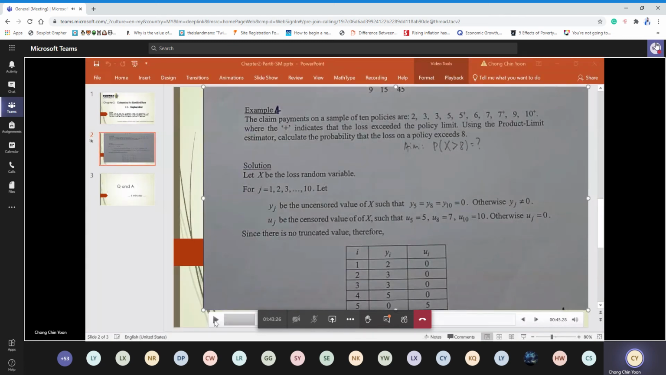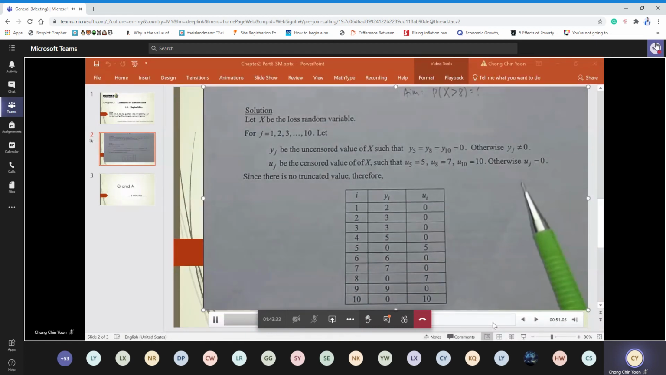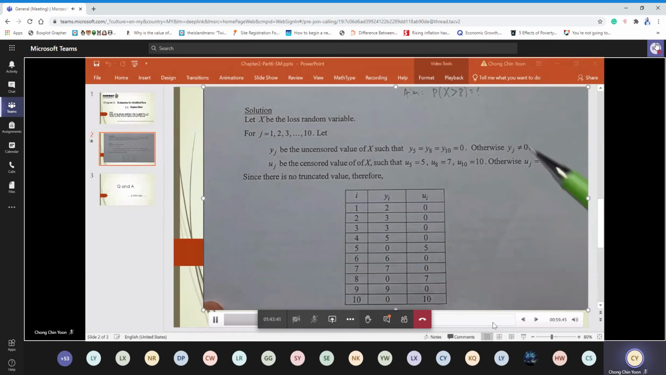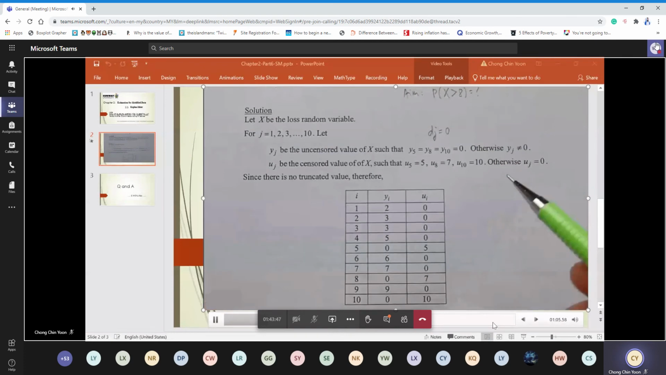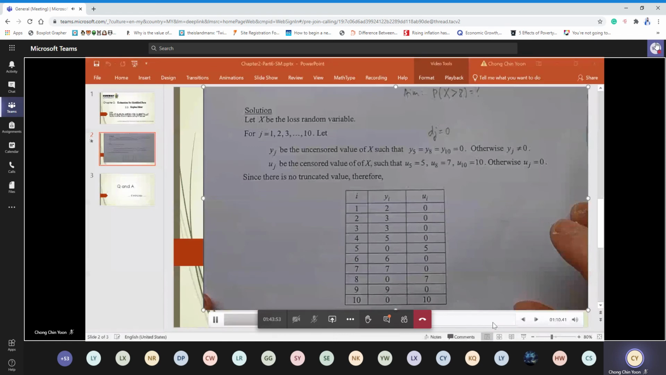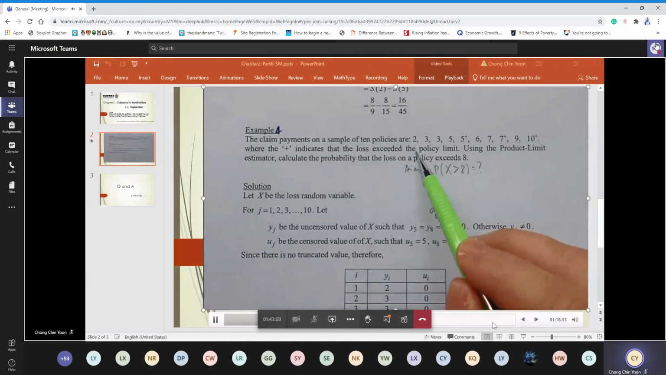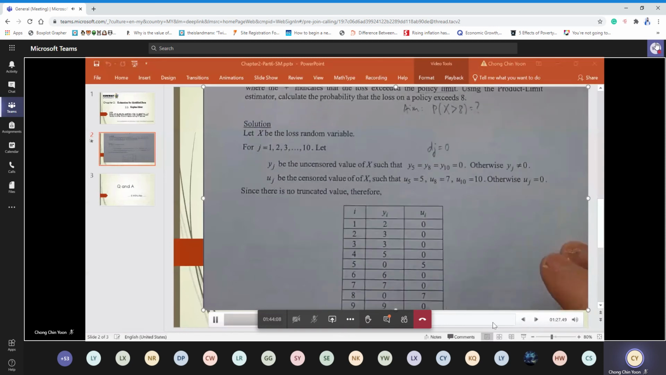Okay, so carry on. First of all, we let X be the loss random variable, and we try to define the uncensored value y and also the censored value u. For this problem we do not have any truncated value. Therefore, this d_j is always equal to 0 for all j. And we could see that this 5 plus, 7 plus, 10 plus actually are the policy limit values.